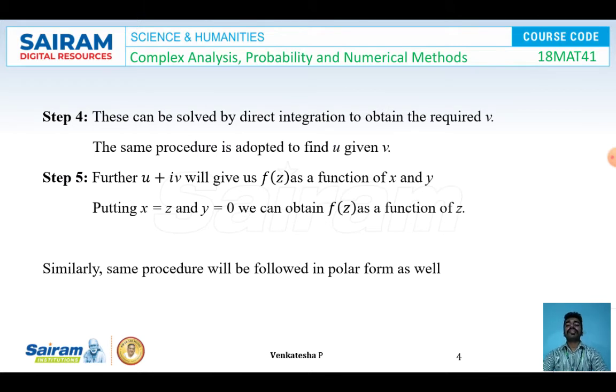Step 4. These can be solved by using direct integration to obtain the required v, and the same procedure will be adopted to find u when v is given. Step 5. Further, u plus iv will give us f of z as a function of x and y, by putting x is equal to z and y is equal to 0, so that we can obtain f of z as a function of z. The same procedure will be applicable in polar form as well.